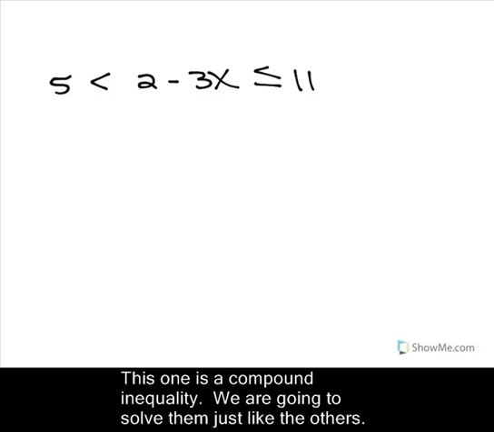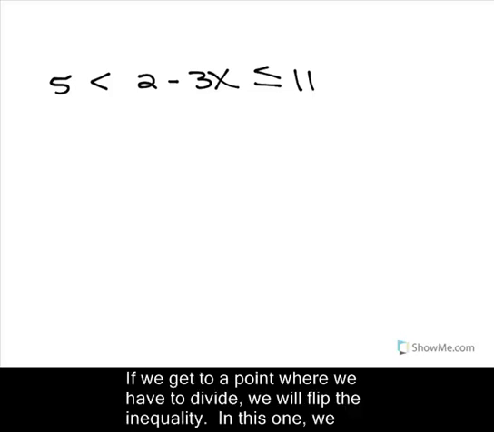This one is a compound inequality. You're going to solve them just like you would the others, and if you get to a point where you have to divide and it's a negative, you're going to flip the inequalities. So in this one, if I were solving with just a regular linear equation, I would just subtract 2 from both sides.